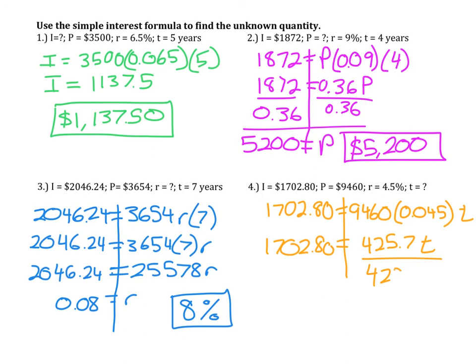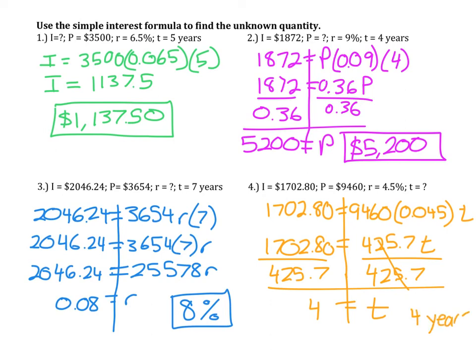Divide both sides by 425.7, and we get t equals 4. So for t, the time, it will be 4 years to earn $1,702.80 in interest. All right, that's our final example.